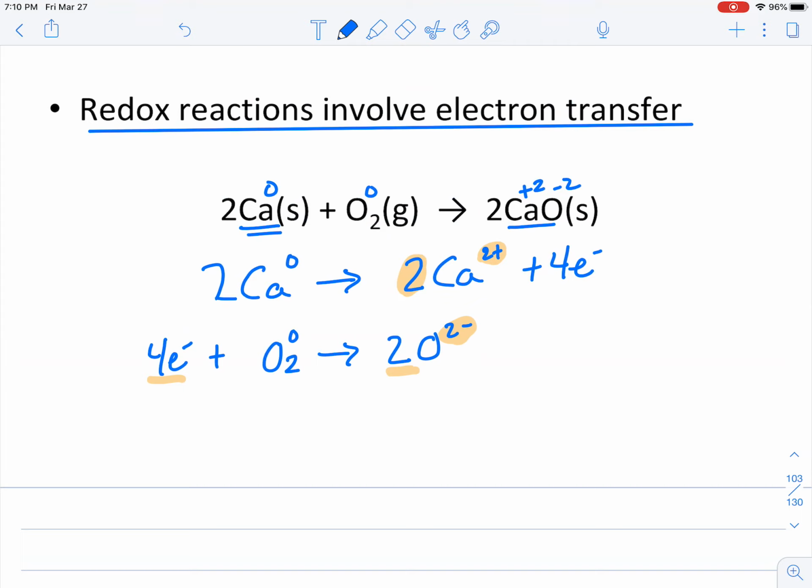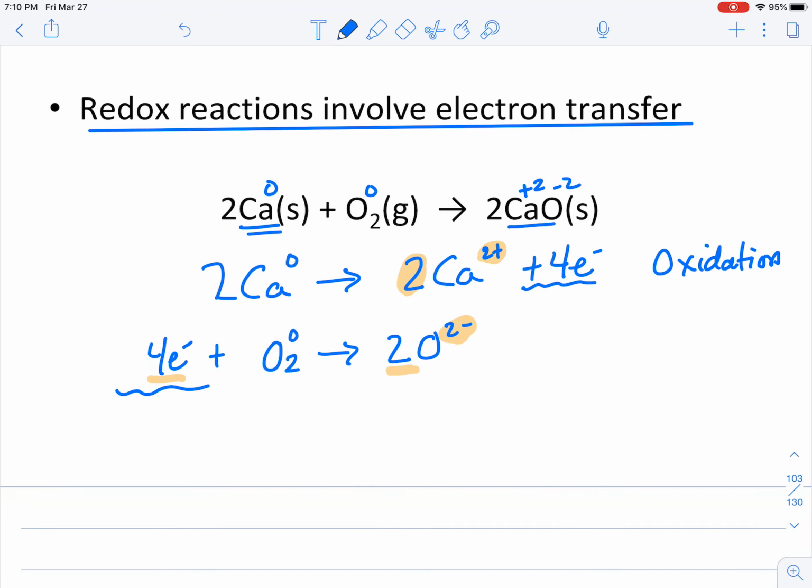If we say oxidation is loss, and we look at who lost electrons, it was calcium. These electrons have been lost. Therefore, this is an oxidation. And reduction is gain. We look at who gained electrons, and that was oxygen. So this we're going to call our reduction. All right, so I told you I would show you another way as well. This way works perfectly fine, but I do think the other way is a little easier.